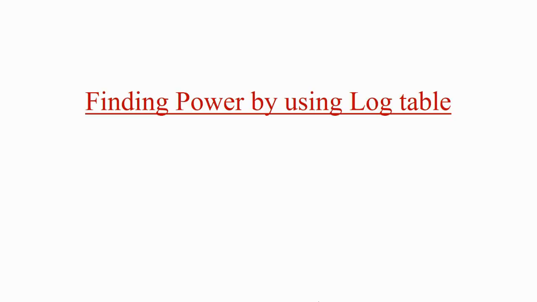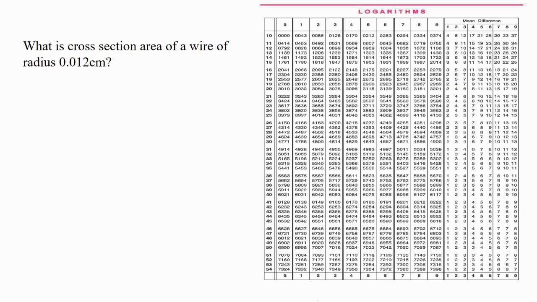Now finding power by using the log table. For that, the rule is: log of a raised to n is equal to n into log of a. What is the cross-sectional area of a wire of radius 0.012? Formula: A is equal to pi r square, because we know that the cross-sectional area of the wire is a circle, so its area is pi r square.